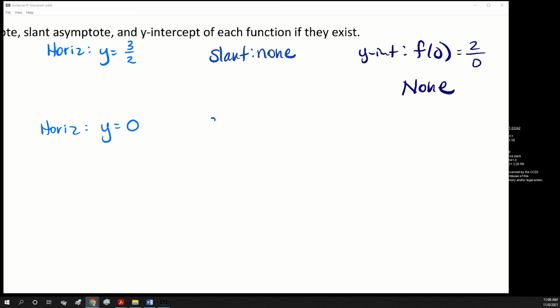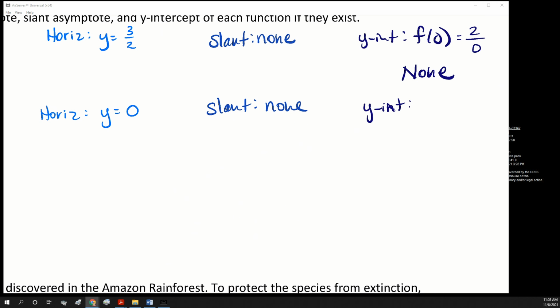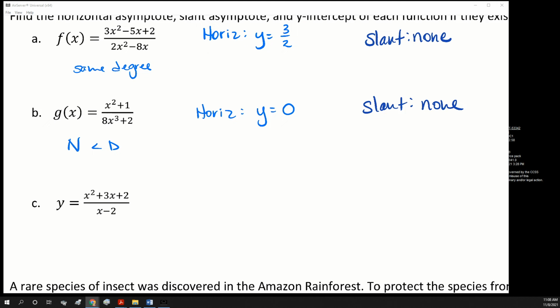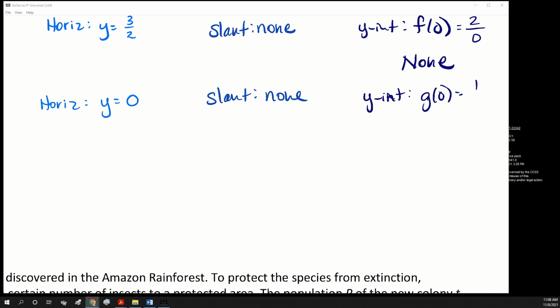All right, so is B going to have a slant asymptote? No. Let's check and see if it has a y-intercept. All right, so this one is called G. So we're going to find G of 0 by putting 0 in for all the x's in the numerator and getting 1. And then the denominator will get 2. So that's going to make our y-intercept the point (0, 1/2).